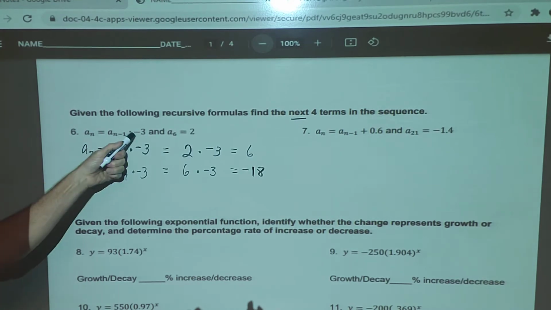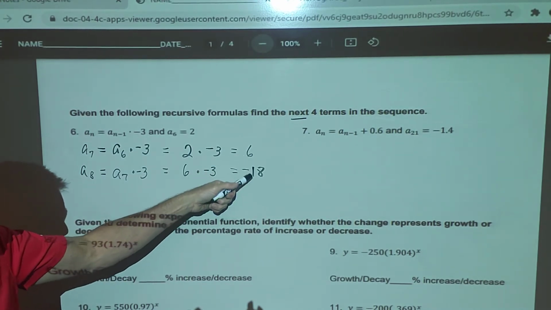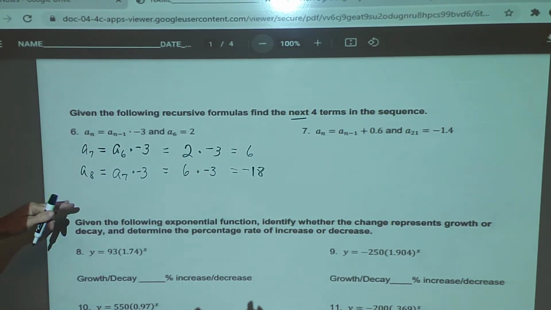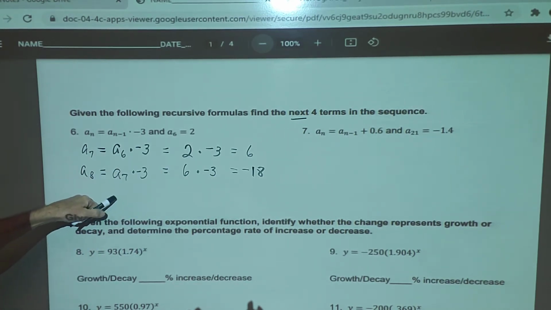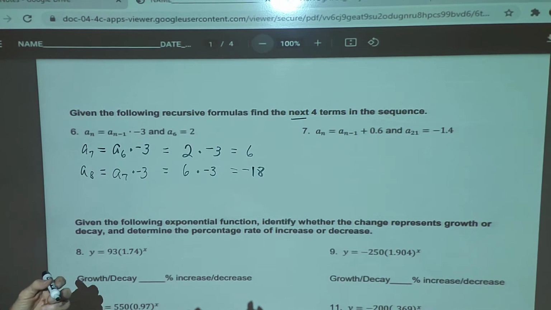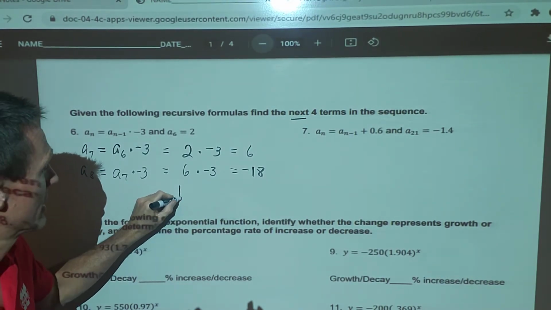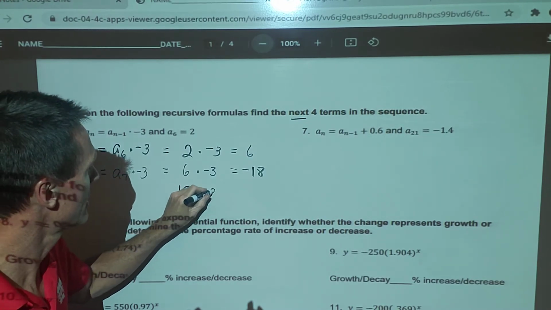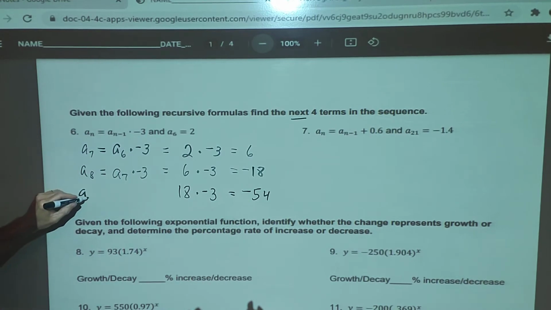This being a geometric sequence is going to continually increase by multiplication of -3. 6 times -3 is -18. So you could go ahead and continue with your pattern here, plugging in 18 for your next one, 18 times -3. Again, it's going to just continue with this pattern. So that's actually going to be -54, for A sub 9.